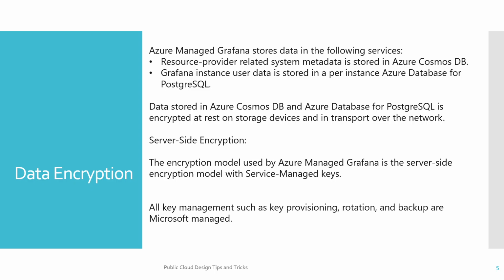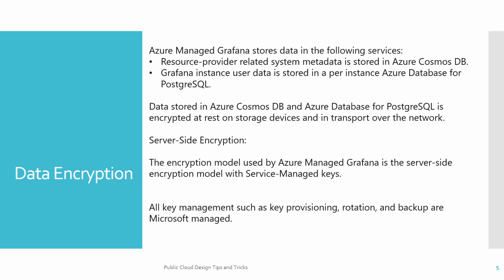Now coming to data encryption. Azure Managed Grafana stores data in the following services. First of all, resource provider related system metadata information is stored in Azure Cosmos DB, and Grafana instance user related data is stored in PostgreSQL. So you can segregate the data type into two parts. One is resource provider related information, and the other one is the user metadata information, in Cosmos DB and PostgreSQL separately.